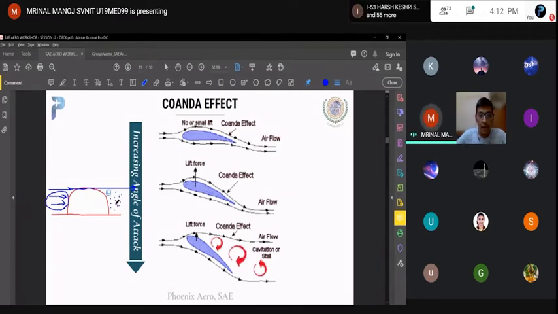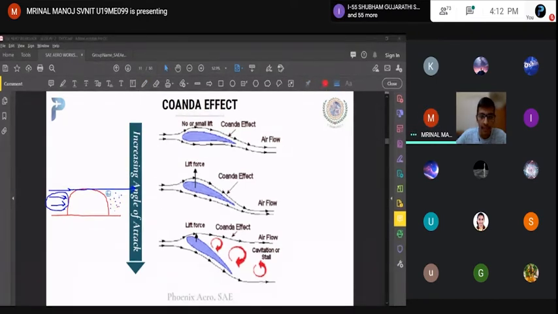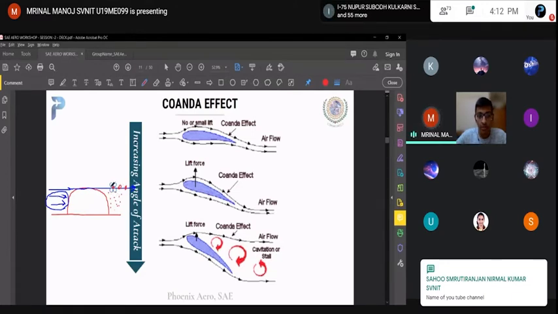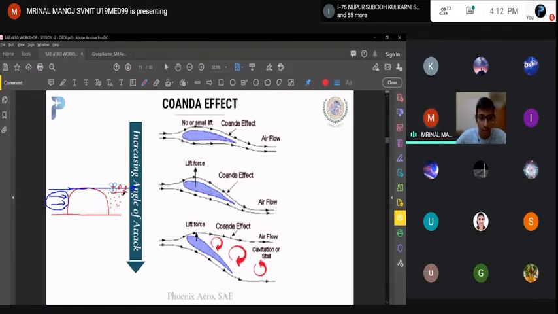So what happens is that due to the friction between the air molecules themselves, you have the air molecules traveling here. Due to the friction between these moving air molecules in the stream of air and the stagnant air molecules, the moving air molecules will pull these air molecules forward, and hence all these air molecules move outwards.